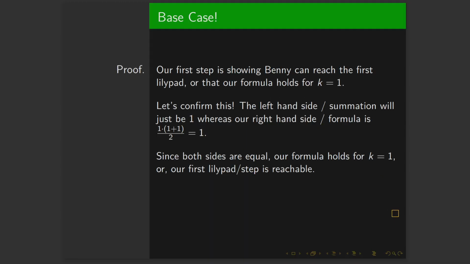So the first thing we have to show is that our formula does work for the very first number. This is the same as showing that Benny can indeed reach the first lily pad. This is what we like to call our base case. So let's just confirm this.